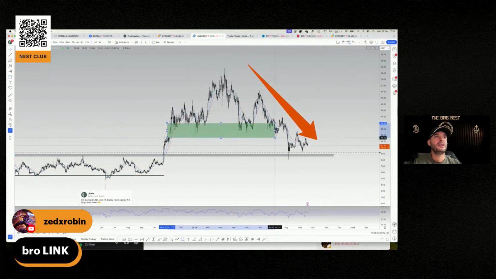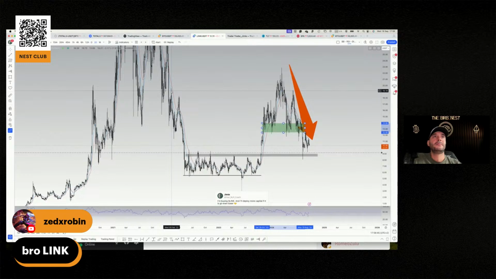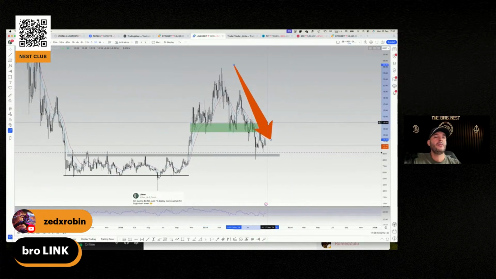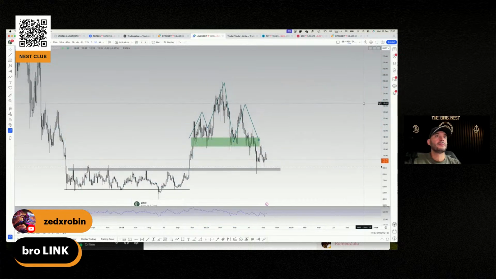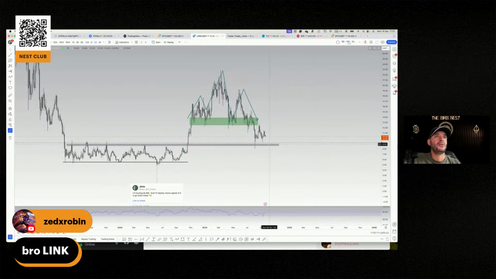Another way to see this is a head and shoulders pattern playing out. Okay, maybe some of you guys are not a fan of it. It doesn't always play out, but when it does, it does. For all my Link Marines, I would love to see Link back here, retesting this level, and then going up.